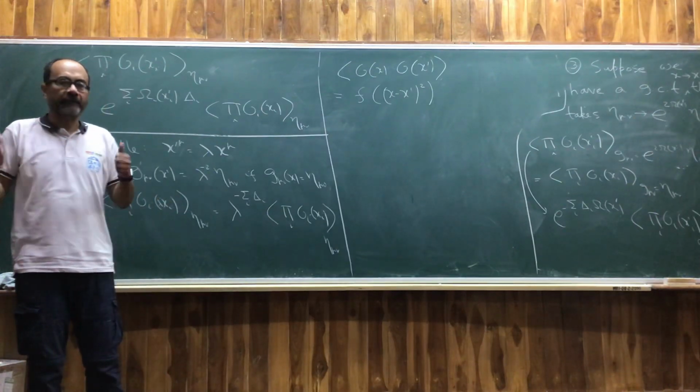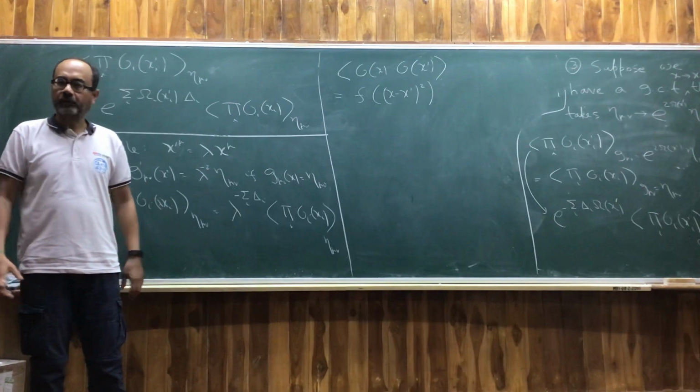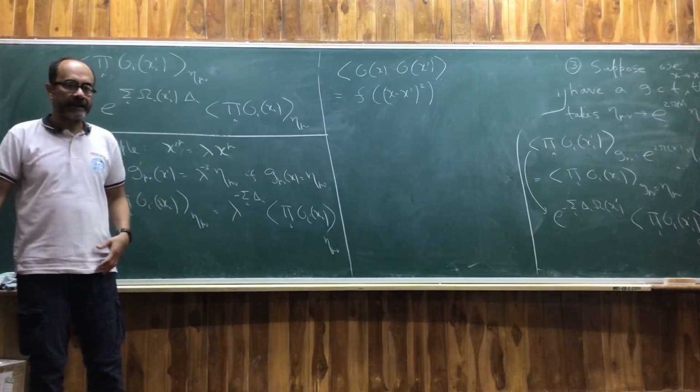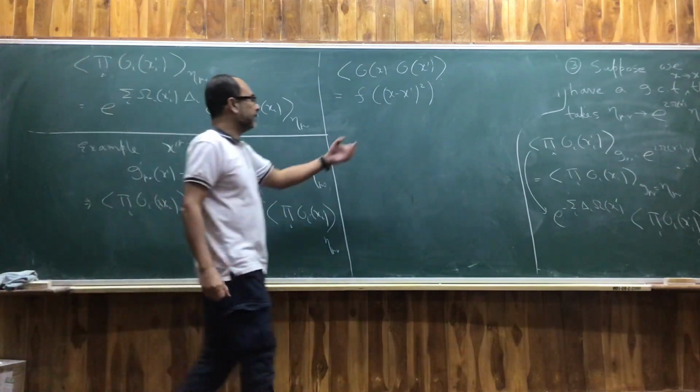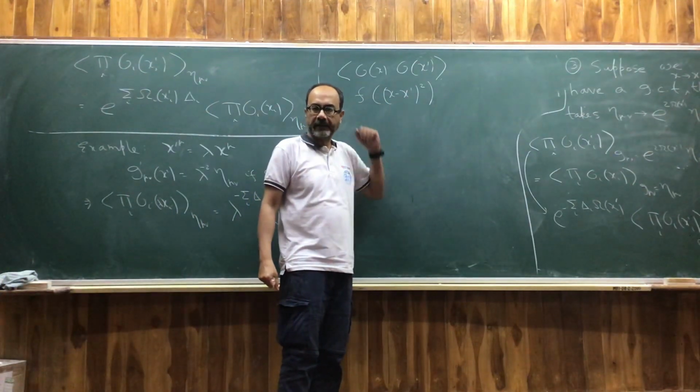Right? It should depend on the difference, because you can translate x and x prime by the same amount. So it can only depend on the difference between x and x prime, and then it has to be Lorentz invariant. So it should be a function of (x minus x prime) square. That's the only Lorentz invariant quantity that you can construct.